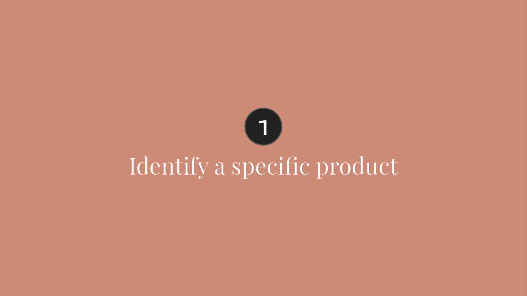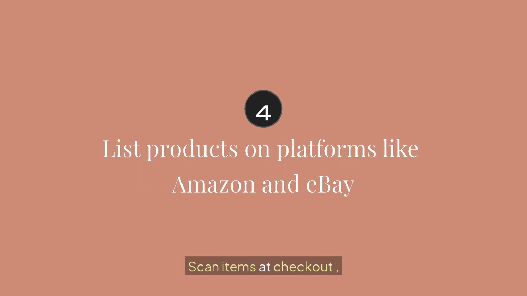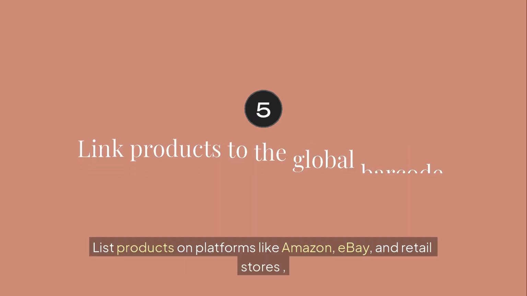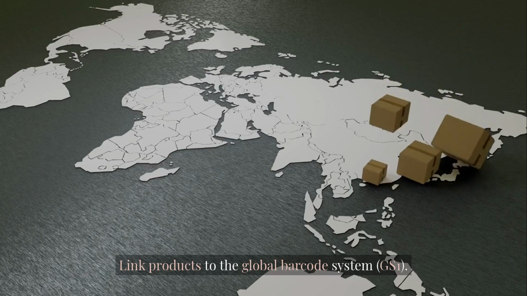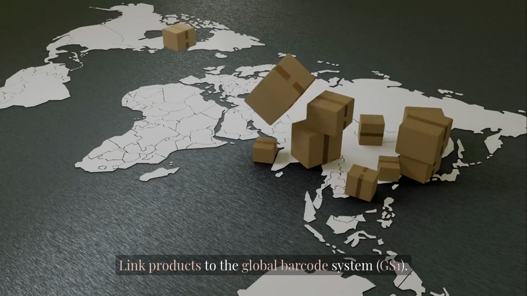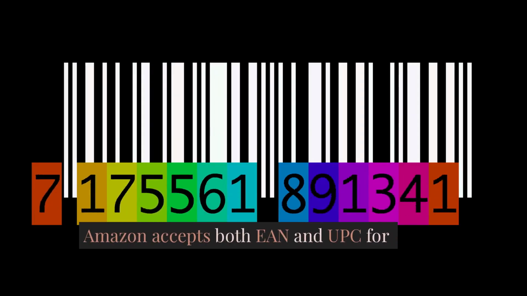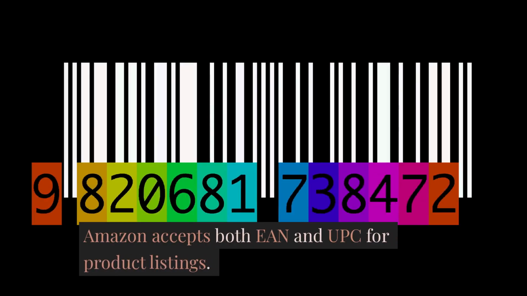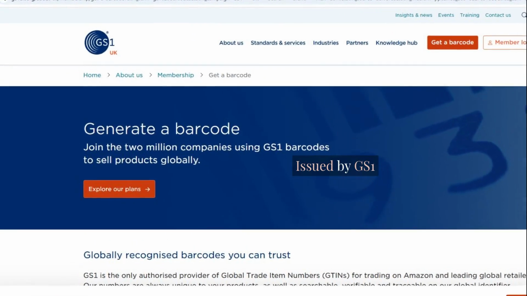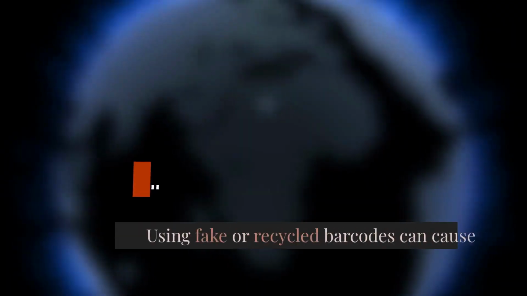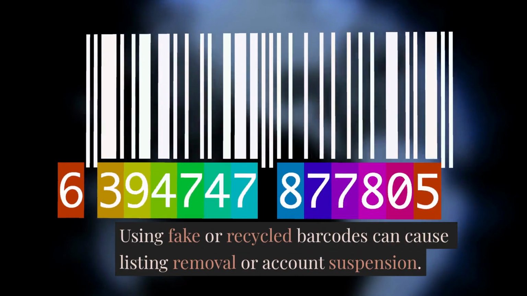EAN and UPC codes are used to identify a specific product, track inventory, scan items at checkout, list products on platforms like Amazon, eBay, and retail stores, and link products to the Global Barcode System, GS1. Important for Amazon sellers: Amazon accepts both EAN and UPC for product listings. However, the barcode must be issued by GS1 and matched to your brand and product. Using fake or recycled barcodes can cause listing removal or account suspension.